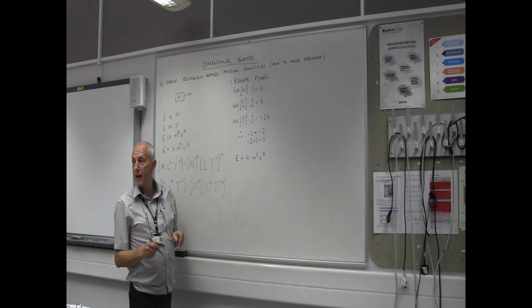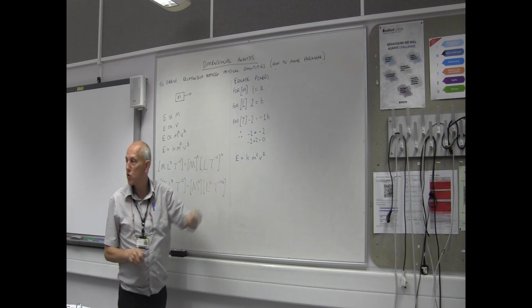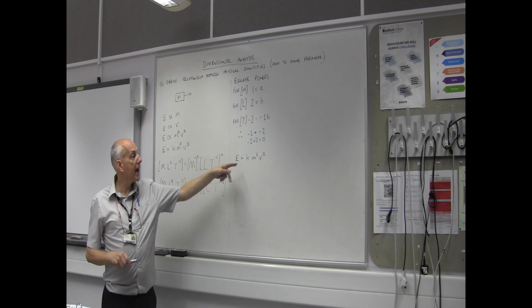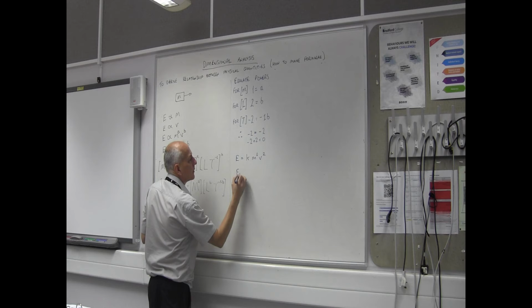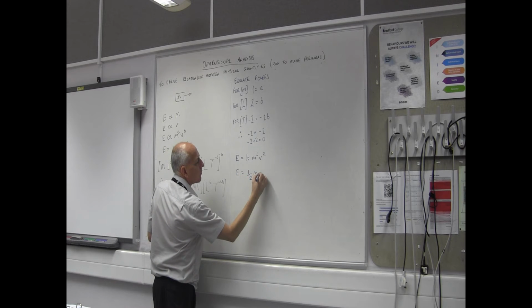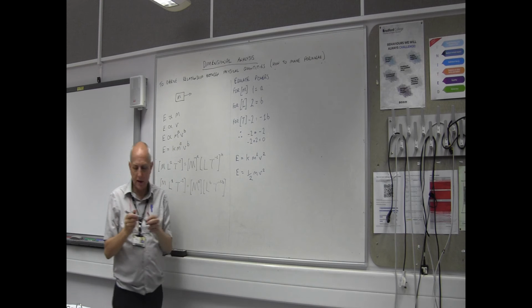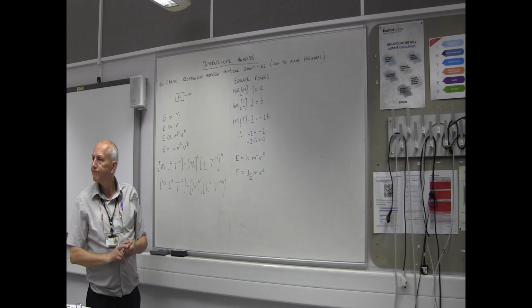So that actually, you might recognise that formula. Kinetic energy is mass times velocity squared. The constant K we end up finding out from experiment is actually a half. So that's your standard formula for kinetic energy.